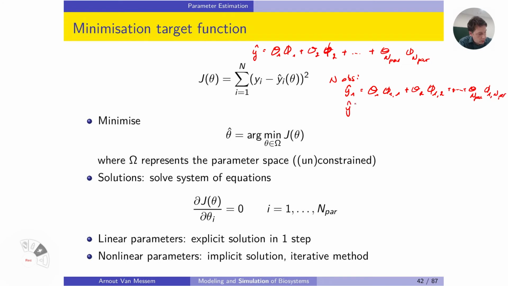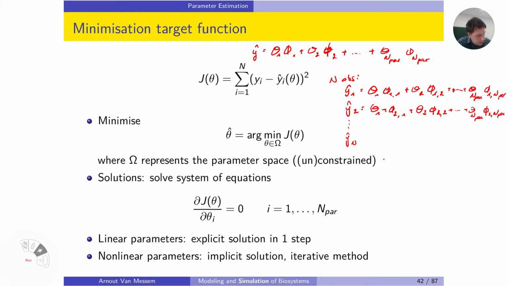You have the same for y hat 2, which is theta 1 times phi 2,1, plus theta 2 times phi 2,2, up to theta n_par times phi 2,n_par, and you have this until you get to y n. So you can write this also as a matrix.